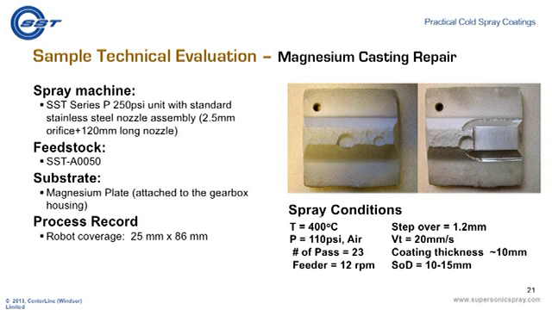The coating thickness is around 10 millimeters. And the standoff distance, that is the distance between the end of the nozzle tube and your substrate, is between 10 and 15 millimeters. It's important to note that the standoff distance isn't critical to maintain a specific tolerance. That standoff distance can fluctuate actually quite a bit due to the true particle trajectories exiting the nozzle.